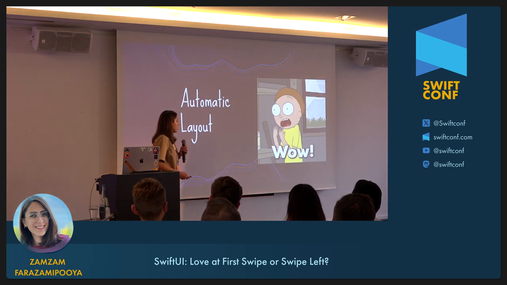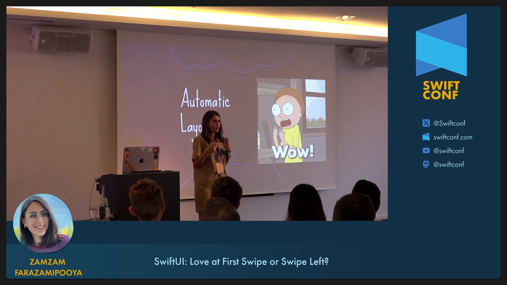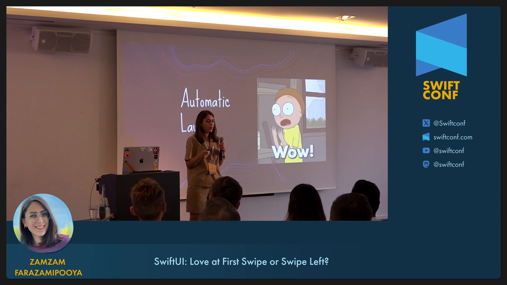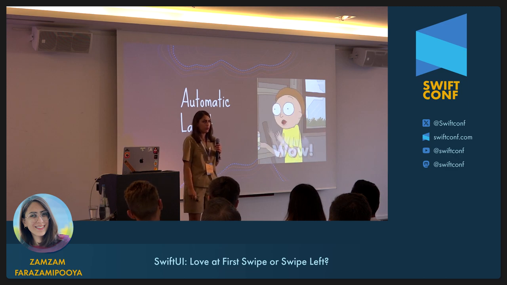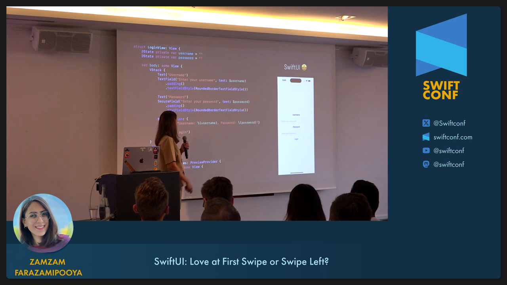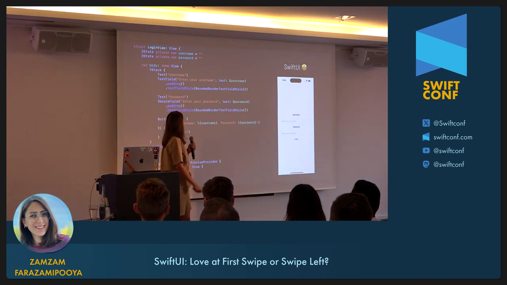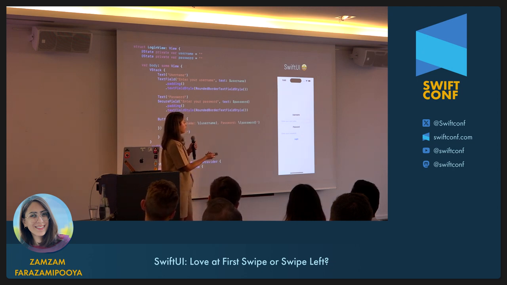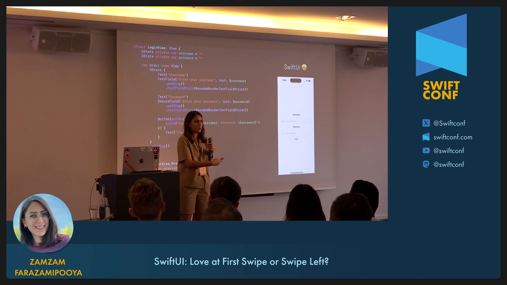It has automatic layout. So I hope that now we don't have to run our code on 100 different devices to make sure it works with SwiftUI. It basically just works with a few lines of code. You have a SwiftUI login view. You just say, I want two text fields and a button. And you can be 99% sure that it will look OK on most devices.